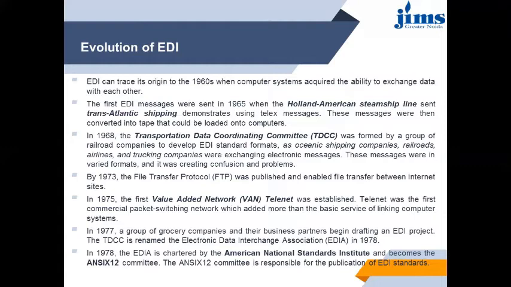These messages were then converted into tape that could be loaded onto computers. So this was the first transaction by EDI messages, electronic messages. They saved the information in some tapes, and in 1968, the Transportation Data Coordinating Committee was formed by a group of railroad companies to develop EDI standard formats. Oceanic shipping companies, railroads, airlines, and trucking companies were exchanging electronic messages.